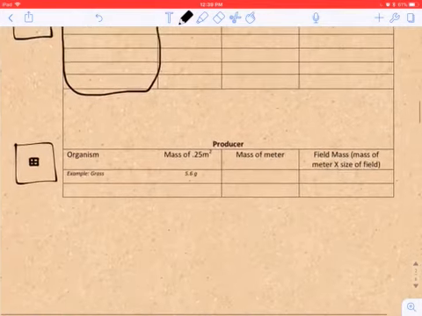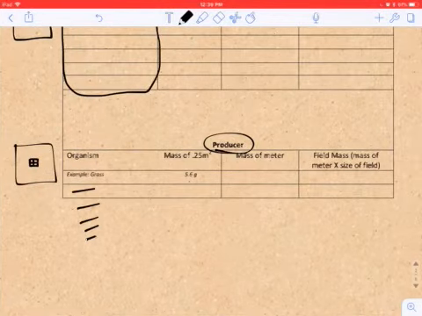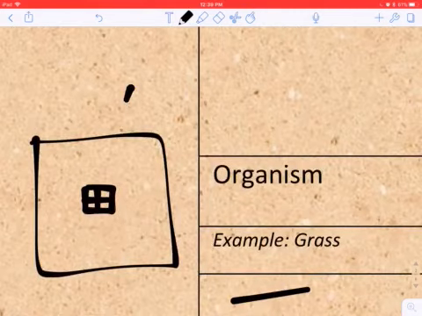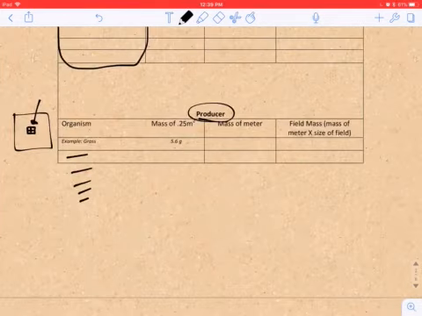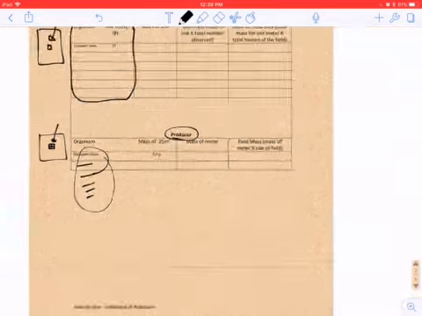And then you are going to write down the producers that you saw out in the field, all the different kinds of producers. We brought in 1/4 of a meter from the field. So fill this in right here.